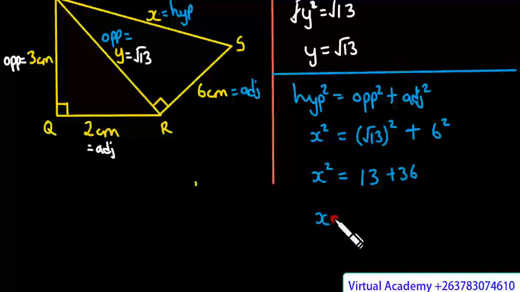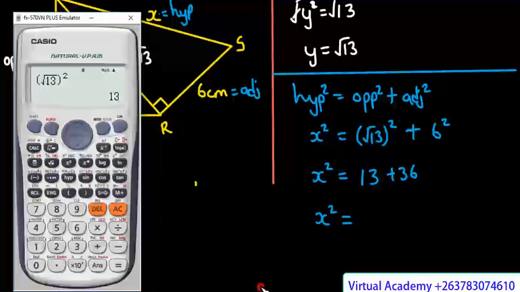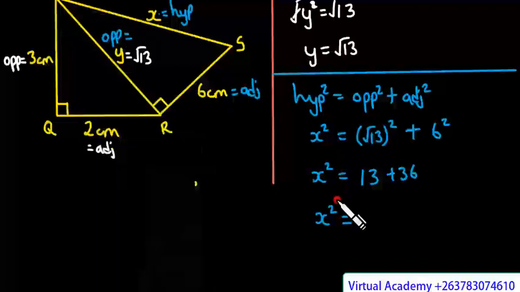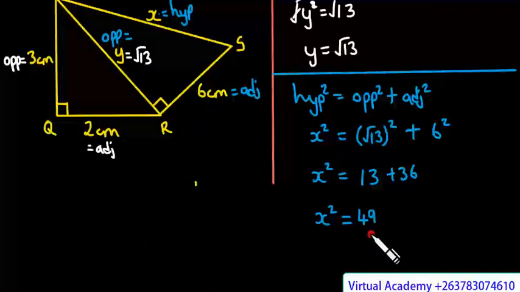Then you have x squared is equal to 36 plus 13, that gives me 49. Then to remove this power 2, we multiply by power half. It's the same as square rooting here, then square rooting here. Then the square and this square root will cancel. Then I'll be left with the square root of 49. The square root of 49 is 7, because positive 7 self multiplied gives me 49. 7 times 7, that's 49. So x is equal to 7 centimeters.